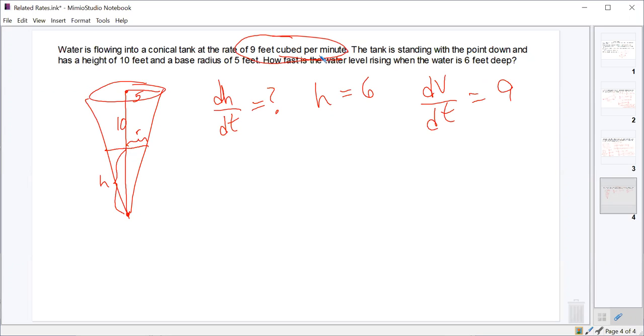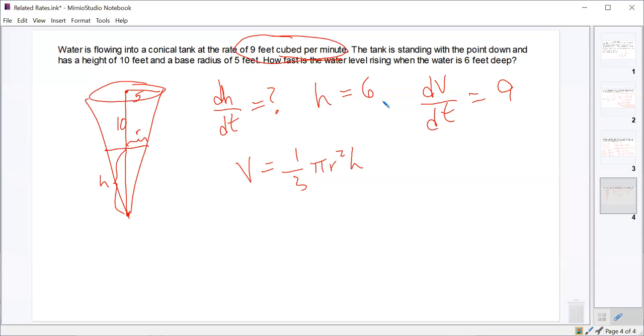So that's dV/dt equals 9. So what equation can we write to relate the volume and the height of this thing? It might have to include a radius also. 1/3 pi r squared h. Yep, volume equals 1/3 pi r squared h. And the problem with that is it's got an r and an h. So we're going to have to find a way to relate r and h together so that hopefully we can replace the r in terms of h, because we're looking for dh/dt and we're given a height.